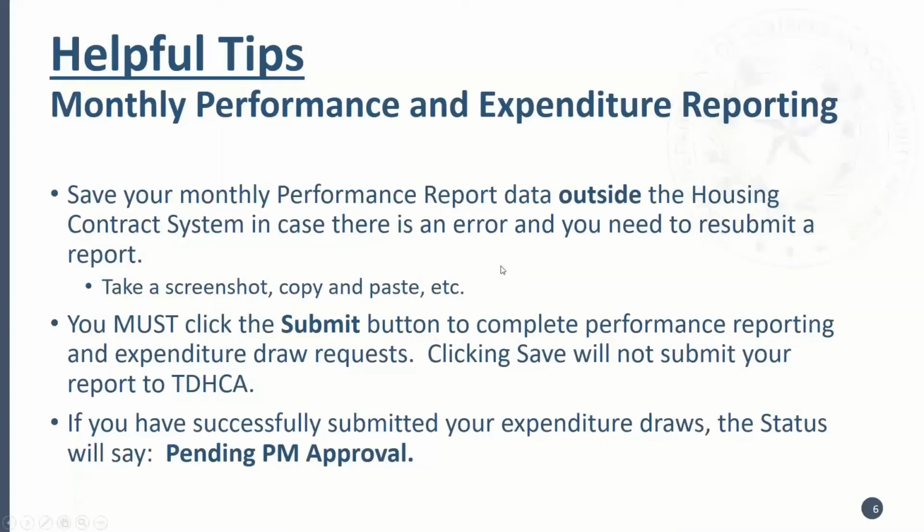So we do have some helpful hints here, helpful tips on performance and expenditure reporting. You want to save your monthly performance report data outside the housing contract system in case there is an error and you need to resubmit a report. Take a screenshot, copy and paste, keep a separate Word document.